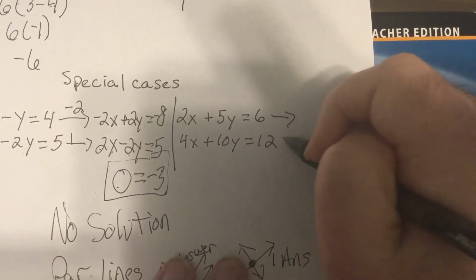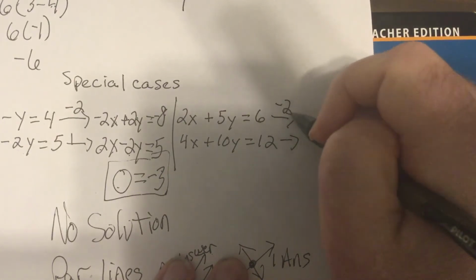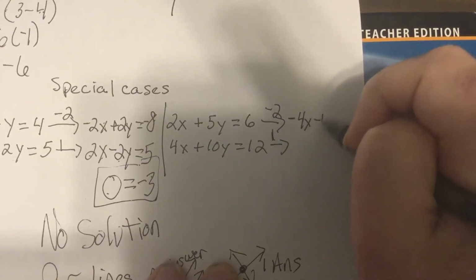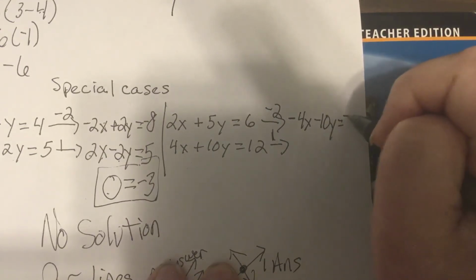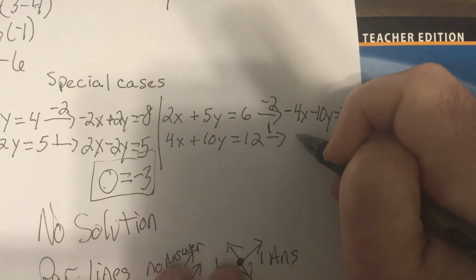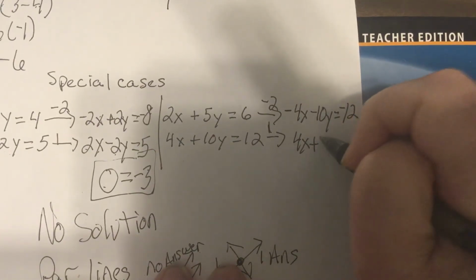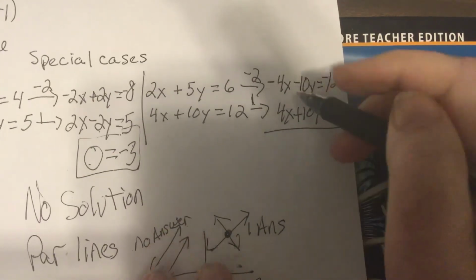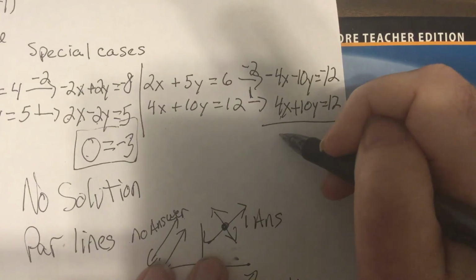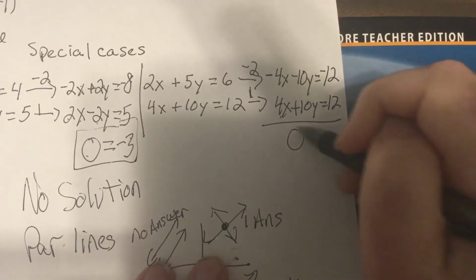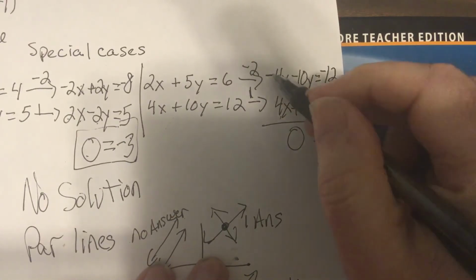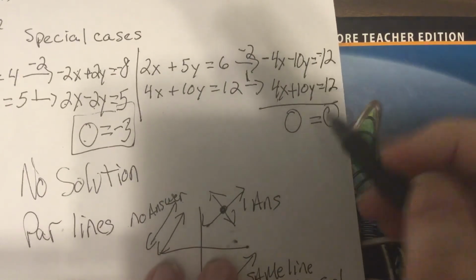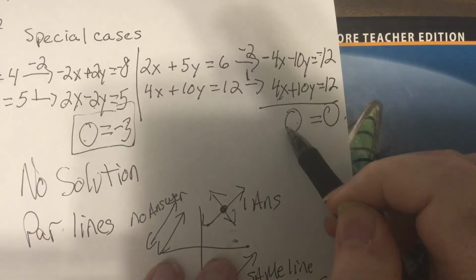So special case, but let's say I didn't notice that. Multiply this by negative 2, this by 1. So minus 4x minus 10y equals negative 12. So this is 4x plus 10y equals 12. Minus 4x plus 4x, 0. Oh my goodness, they both dropped out to give me 0. And then minus 12 plus 12 is 0. Now, what's important is not the zeros, it's that it's true.